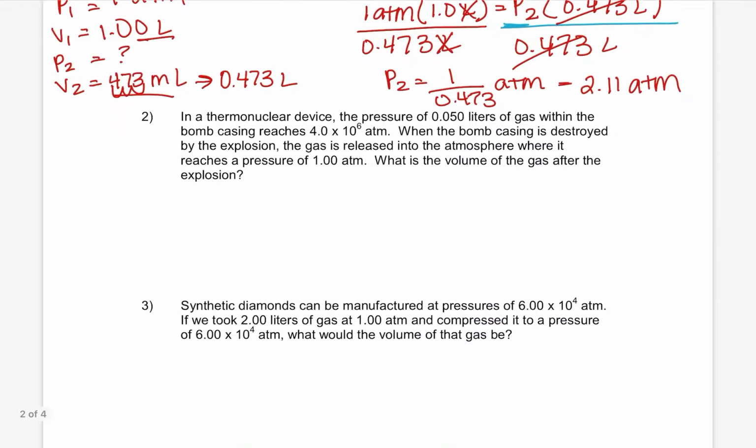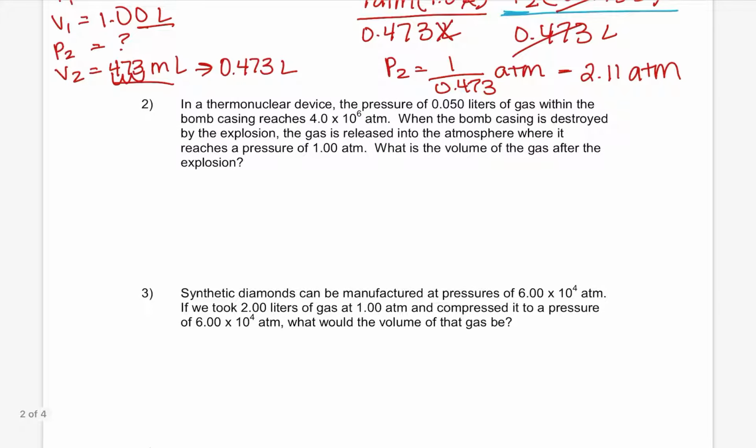Okay, let's try the next one. It says in a thermonuclear device, the pressure of 0.05 liters of gas within the bomb casings reaches 4 times 10 to the 6 ATM. When the bomb casing is destroyed by the explosion, the gas is released to the atmosphere where it reaches a pressure of 1 ATM. What is the volume of the gas after the explosion?